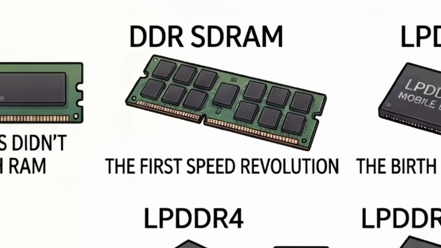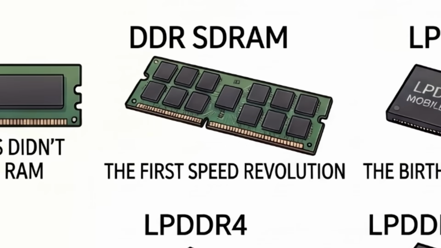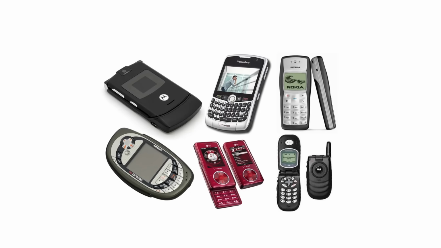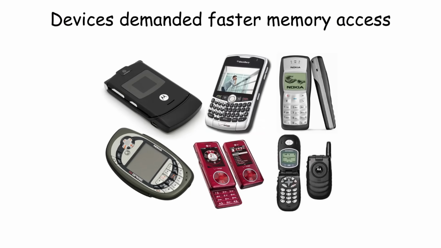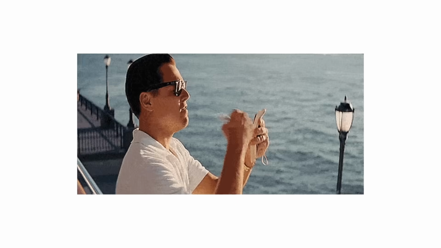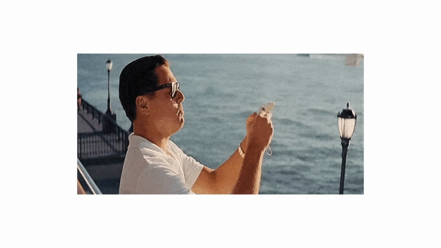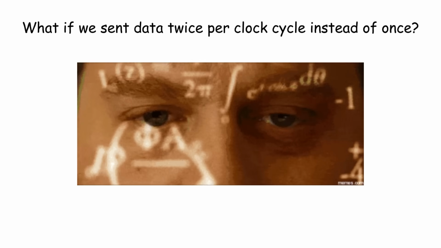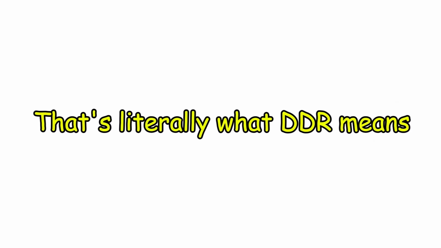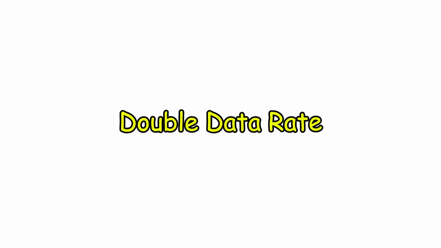Chapter 2. DDR SDRAM. As mobile technology evolved into the early 2000s, devices demanded faster memory access, but building an entirely new architecture from scratch was far too expensive. So instead of rebuilding everything from scratch, someone asked a smarter question. What if we sent data twice per clock cycle instead of once? That's literally what DDR means, double data rate.